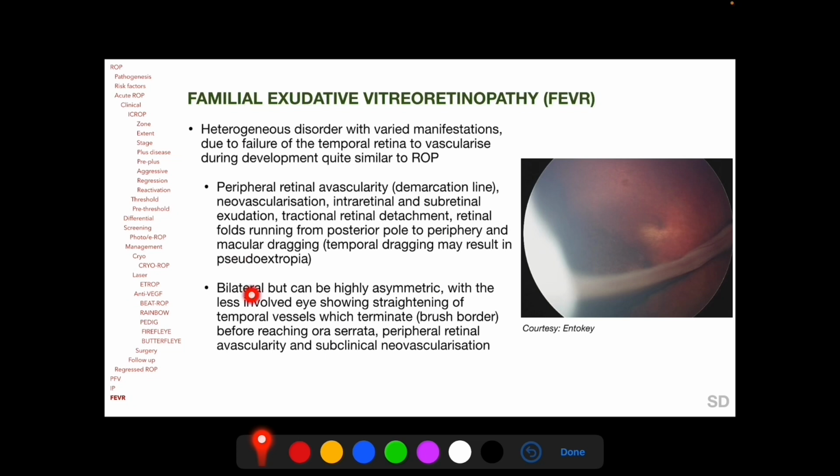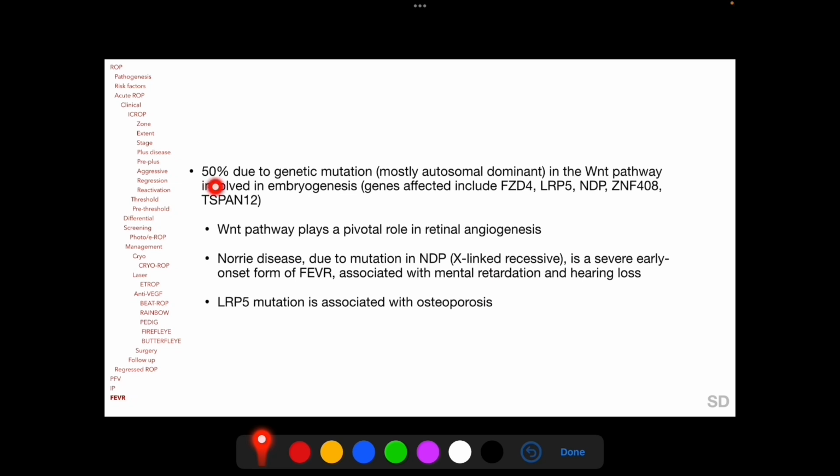FEVR is a bilateral entity but can be highly asymmetric. 50% of FEVR occurs due to a genetic mutation in the WNT pathway, which plays a pivotal role in retinal angiogenesis, and Norrie disease, which occurs due to mutation in the NDP gene and is X-linked recessive, is considered to be a severe early onset form of FEVR associated with mental retardation and hearing loss. And FEVR due to LRP5 mutation is associated with osteoporosis, and so is important to detect.